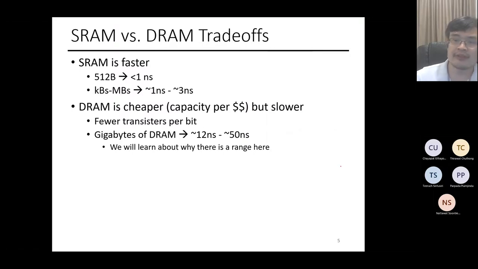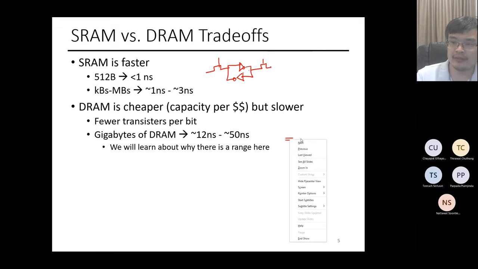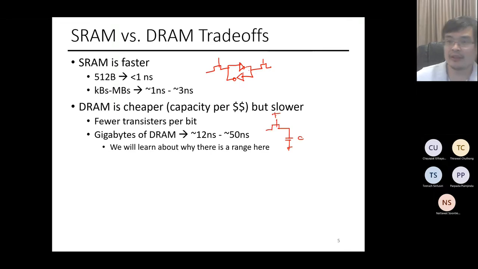So let me redraw everything. SRAM has, again, a cross-coupled inverter, right? And then you have the gate that comes in and reads the charge. DRAM, you have the capacitor, right? This is the capacitor element, C. And then this is ground, right? And then you just have the transistor to come in and read from it.